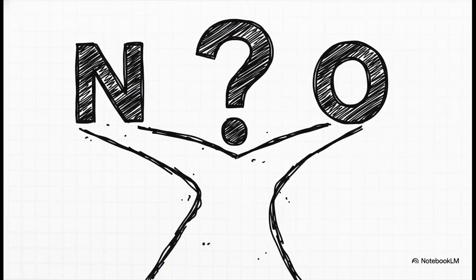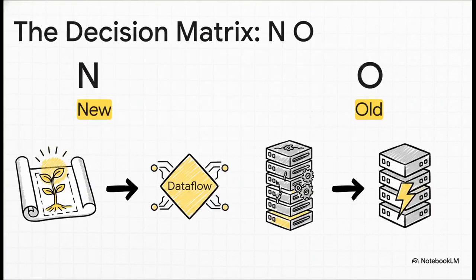If you walk away remembering nothing else, I want you to remember these two letters, N-O. This is your ultimate decision-making tool, your silver bullet. It is seriously this simple. Is the exam question asking about a new cloud-native streaming pipeline? Your answer is Dataflow. Is it asking about migrating your old existing Hadoop or Spark code to the cloud? The answer is Dataproc. N-O. New is Dataflow, old is Dataproc.